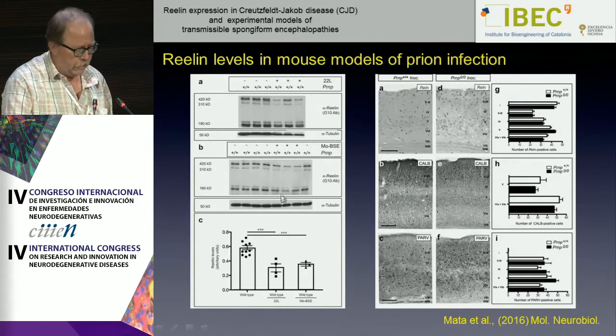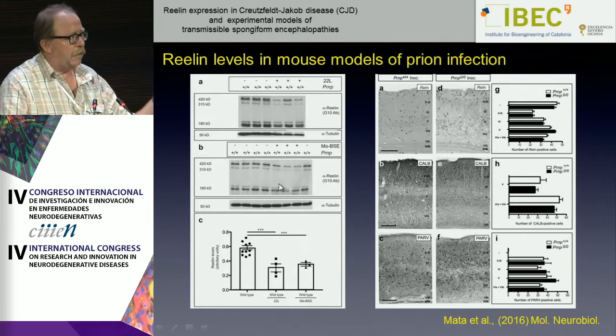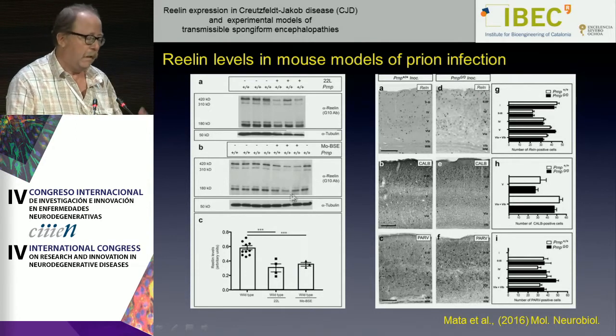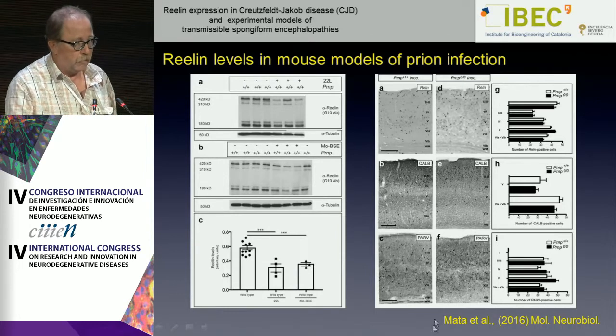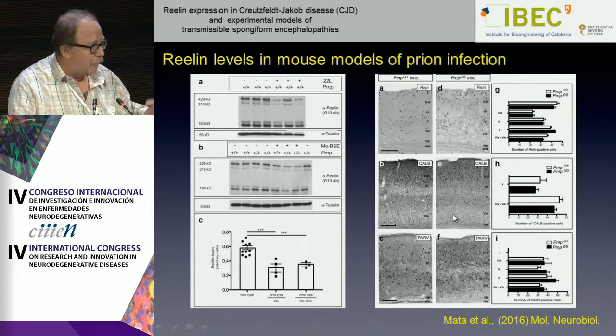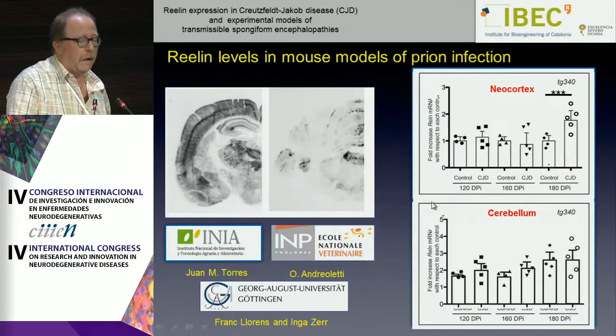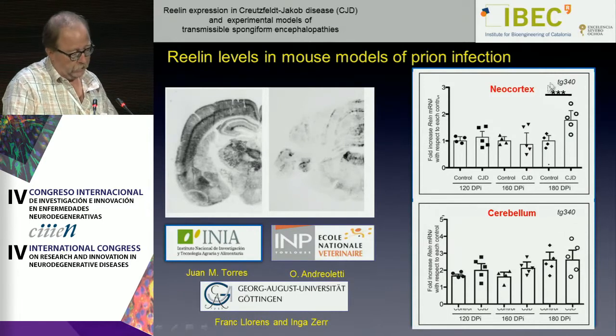Next, we moved to the mouse model of prion infection. This was really difficult to understand because, independent of the kind of inoculum, we observed a decrease in reelin levels, but this did not correlate with changes in the neuronal population. So we were very worried about this kind of result, and we were forced to move to another model, a transgenic mouse, 340. I will go into more detail on this.